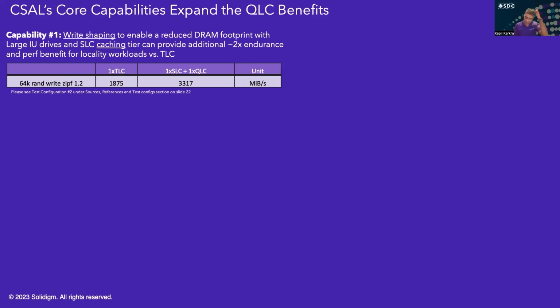Most of the writes are dying in SLC itself. So you see basically SLC performance predominantly, and therefore you see a 2x benefit over TLC in this case. So yeah, caching definitely, CSAL's tiered approach will benefit if you have a caching-friendly workload.